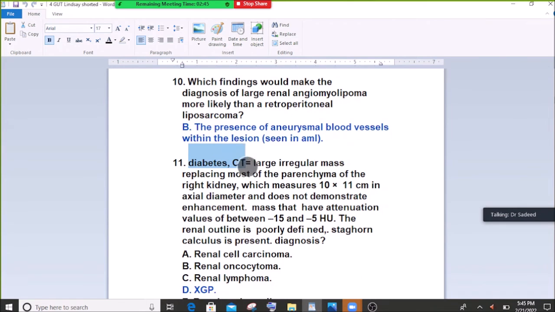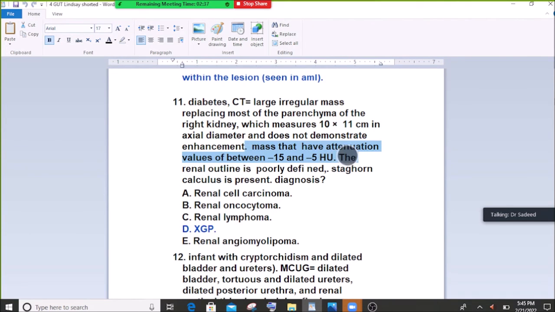Question 11. Diabetes. CT shows a large irregular mass replacing most of the parenchyma of the right kidney, measuring 10 by 11 cm in axial diameter, and does not demonstrate enhancement. The mass has attenuation values between -5 and -15 HU. The renal outline is poorly defined. Calculus present. Diagnose xanthogranulomatous pyelonephritis.